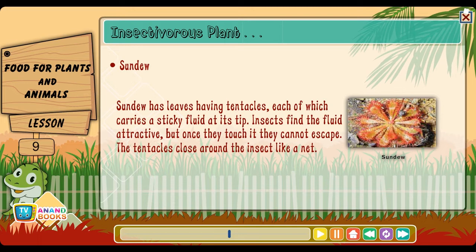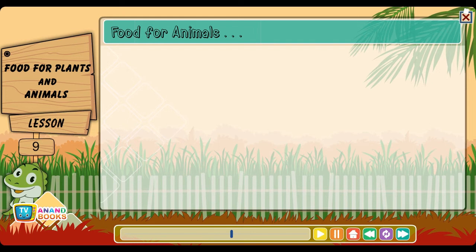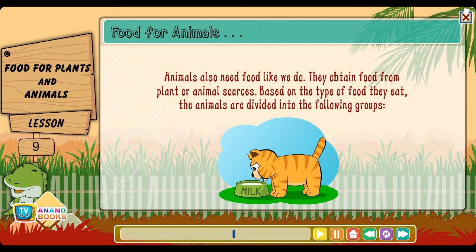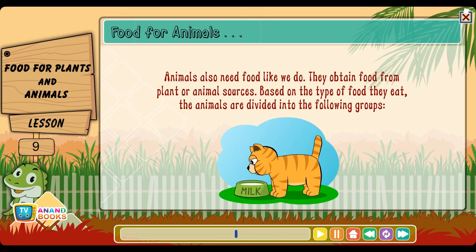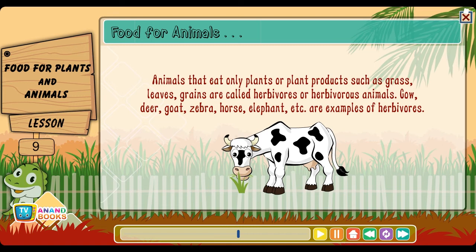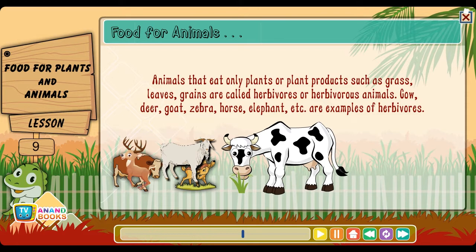Food for animals. Animals also need food like we do. They obtain food from plant or animal sources. Based on the type of food they eat, the animals are divided into the following groups. Animals that eat only plants or plant products such as grass, leaves, grains are called herbivores or herbivorous animals. Cow, deer, goat, zebra, horse, elephant, etc. are examples of herbivores.